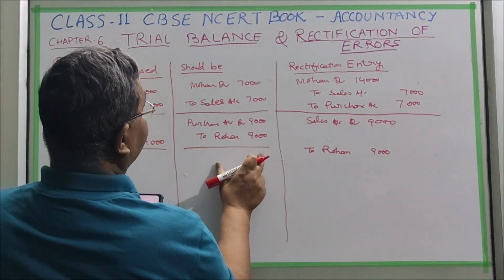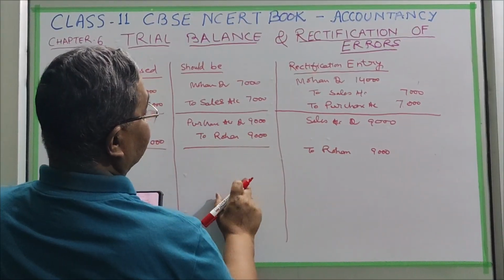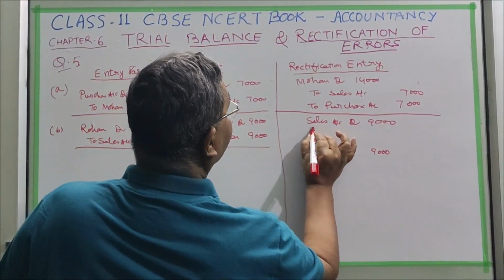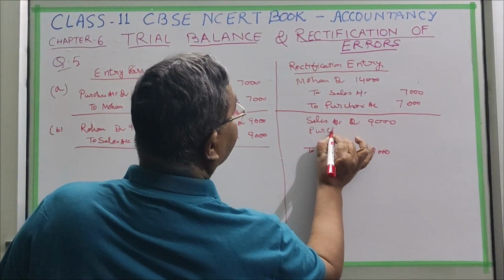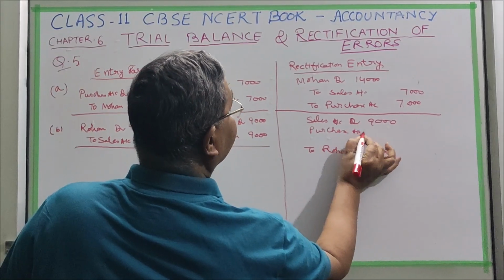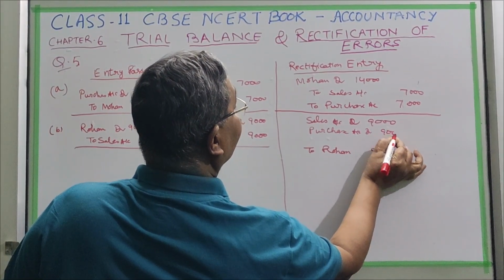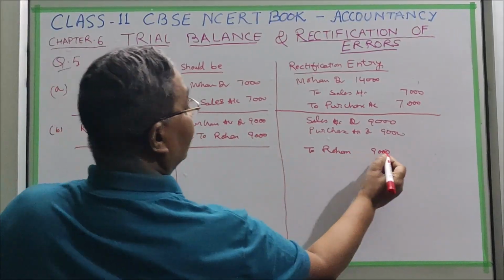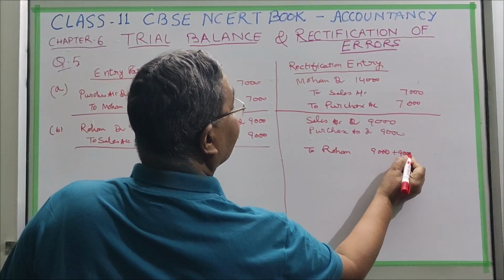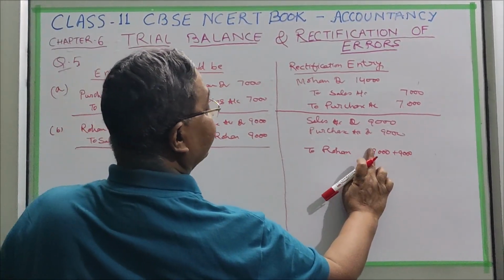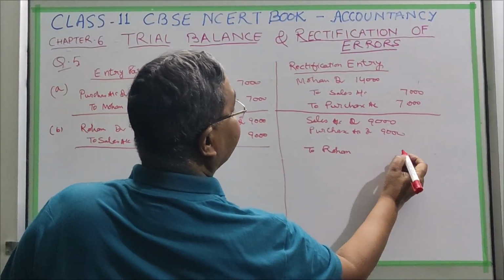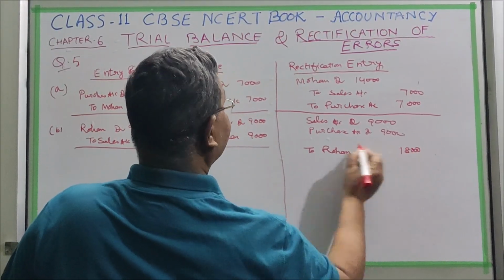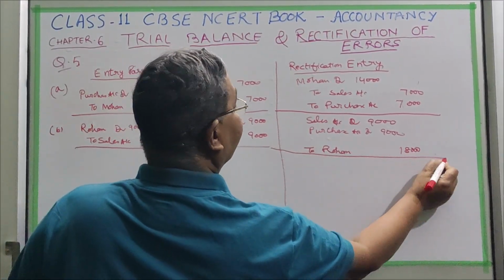Now correct this position. Purchase account debit should be done. Now you do purchase account debit 9,000. Okay, this account is over. Rohan, now you should credit. So these will be debit and here we can write one amount, 18,000. So this entry will be over.